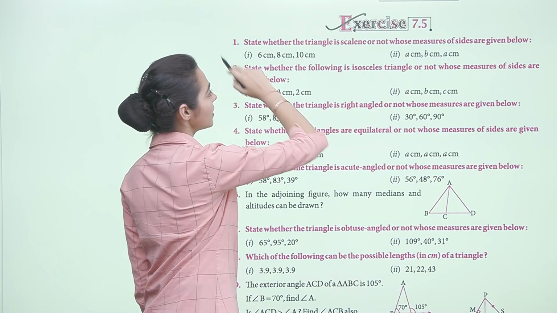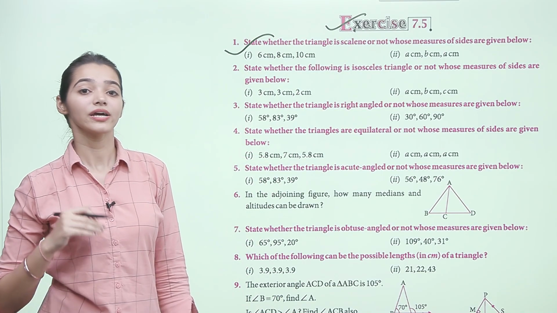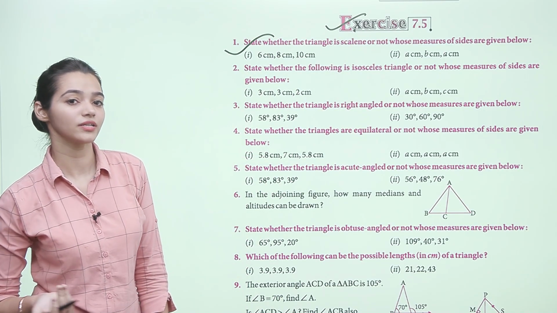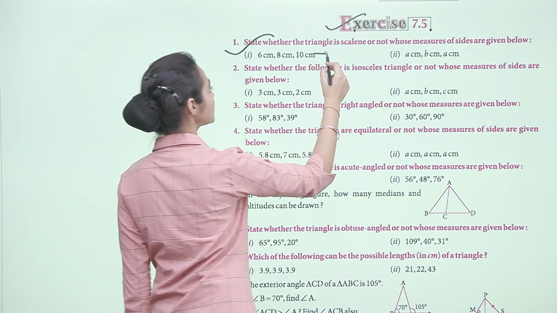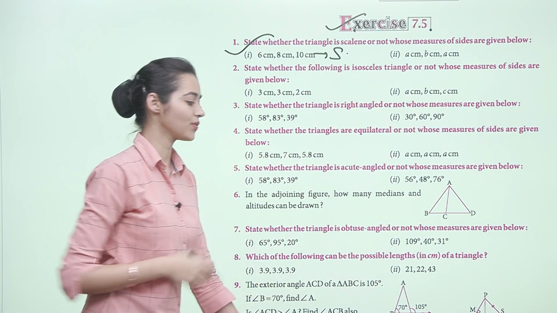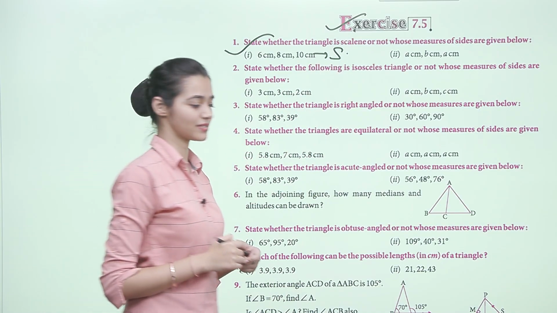Let's start with exercise 7.5. In the first part, we have to state whether the triangle is scalene or not, where measures of sides are given below. The first one is a scalene triangle. That's how you can complete the remaining part by yourself.